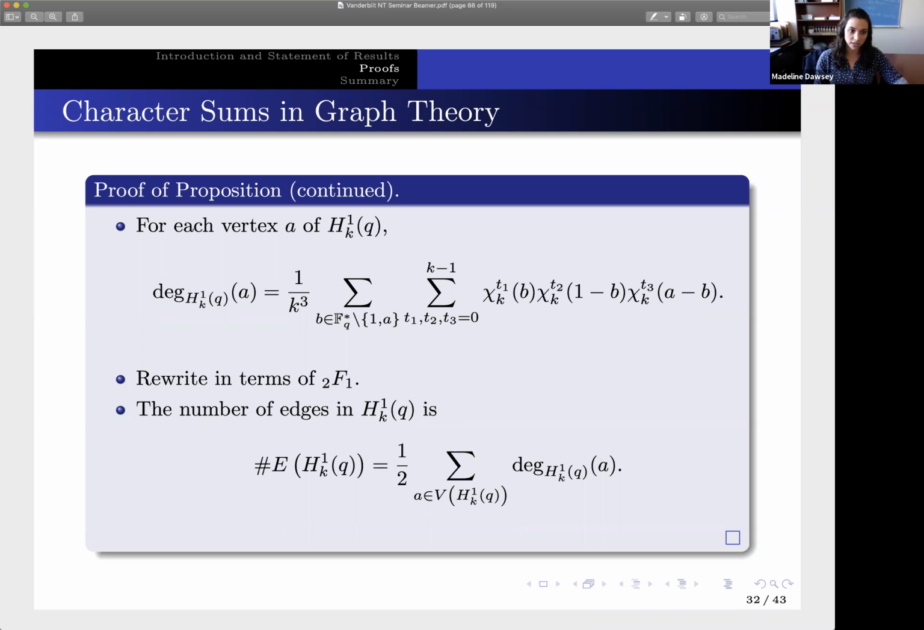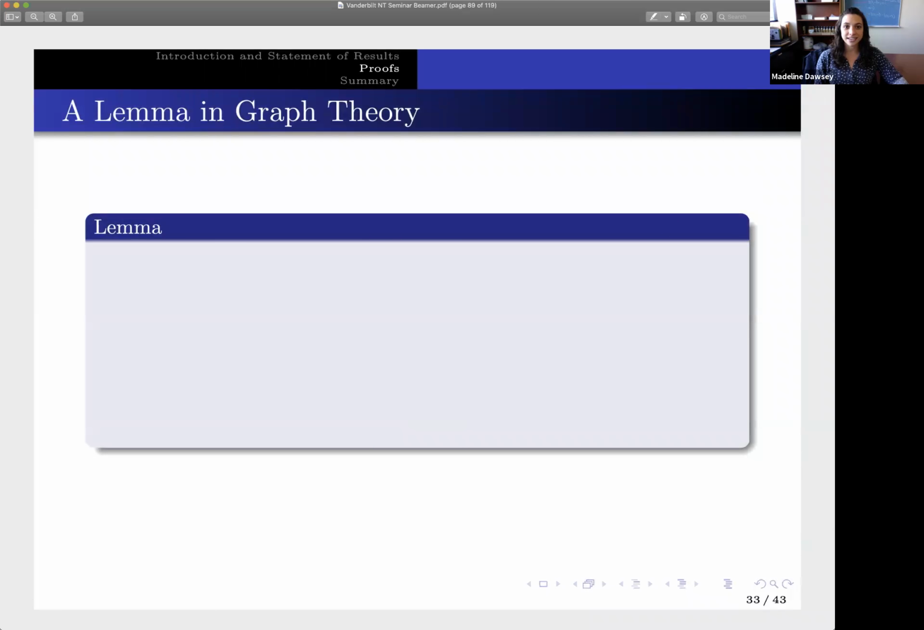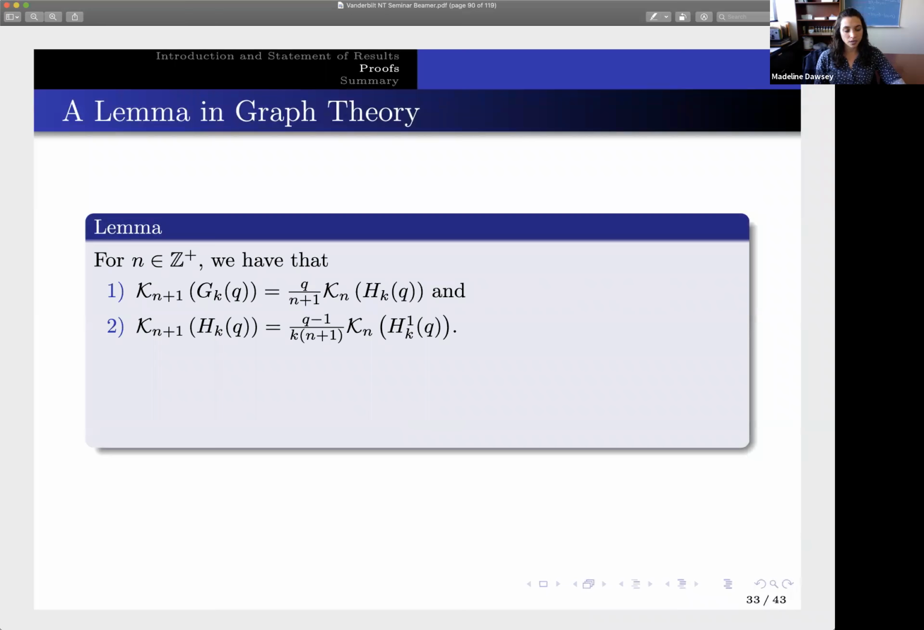Great, so that's the proposition. Now, why does that help is the big question. So we looked at these subgraphs. How does that tell us anything about our result? Well, there's a lemma that we proved in graph theory that says if n is a positive integer, then the number of complete subgraphs of order n plus 1 in the Paley graph is related to the number of complete subgraphs of order 1 less than that, order n, in HK of Q. So all you have to do is multiply by Q and divide by n plus 1, and then you can count smaller subgraphs of HK of Q.